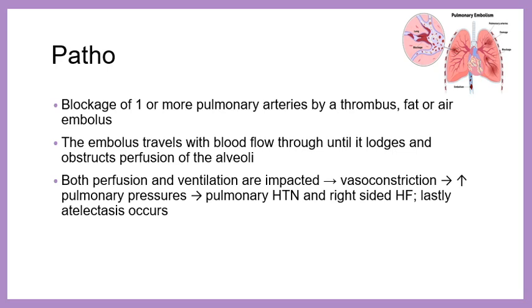Okay, so I found a little JPEG. This is also in your outline because I didn't like the one in the book and I like a good picture. So fundamentally, a PE is a blockage of the pulmonary artery. It's a thrombus that started somewhere else, has moved to the pulmonary artery, flows through until it lodges and obstructs the perfusion of that alveoli. So it can be a thrombus. It could also be a fat emboli.